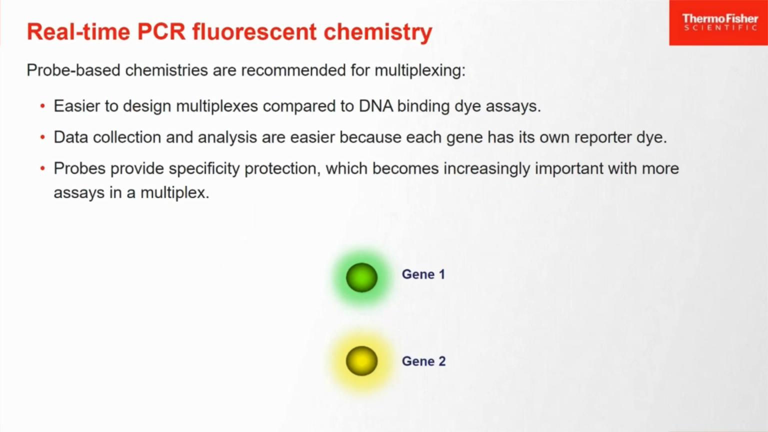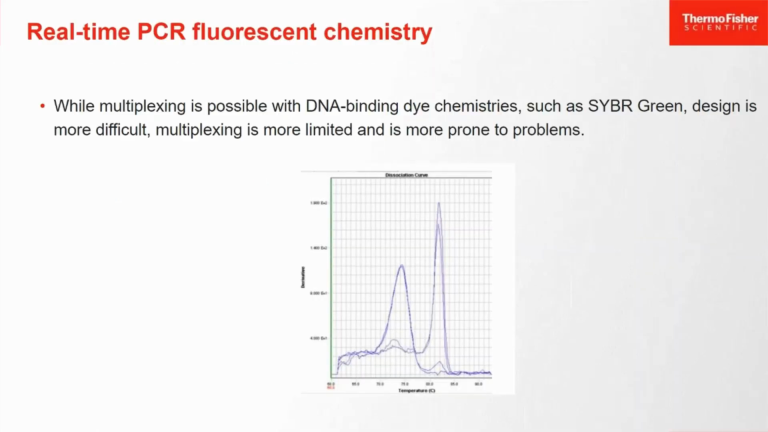First, the chemistry. Probe-based chemistries like TaqMan are recommended for multiplexing because they're easier to design compared to DNA binding dye assays. It's easier to analyze because each gene has its own unique reporter dye, and the probes provide specificity protection, which becomes increasingly important with the more assays in the multiplex. It is possible, I have seen duplex SYBR Green assays, but the design is clearly more difficult. Multiplexing is more limited, and there's more concern about problems that may occur.